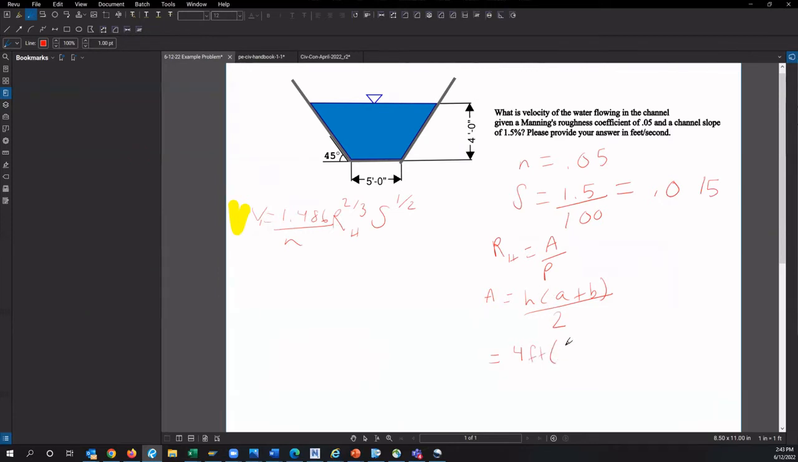Times A. A is going to be, we can use this length distance right here, so 5 feet plus B. In order to determine B, we're going to need this entire distance right here. This is B. And what will prevent us from having this distance is these two ends right here. So we know this 5, we don't know this, and we don't know this. So that's what we're going to have to find.